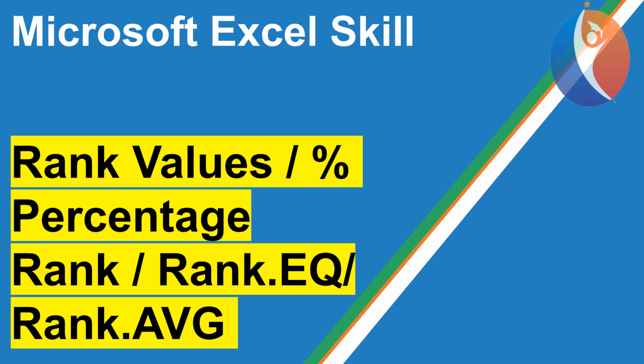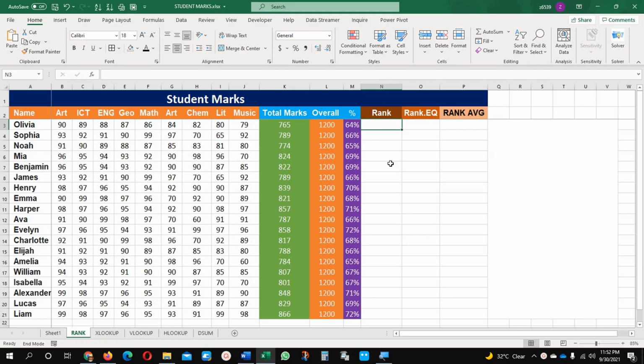Today we are going to learn about rank and different types of rank, and how we can use them in a formula. Let's begin. This is our data. I prepared this: percentage, total marks and overall marks, and here this rank formula is there with us.